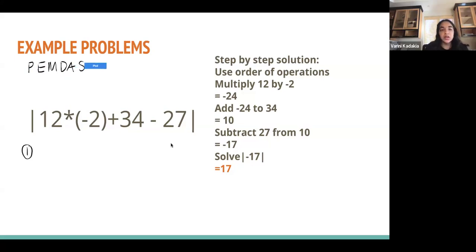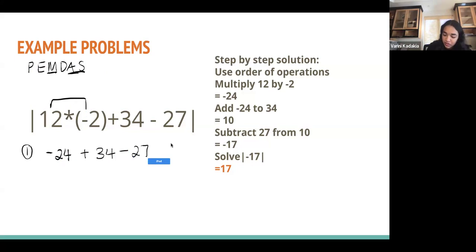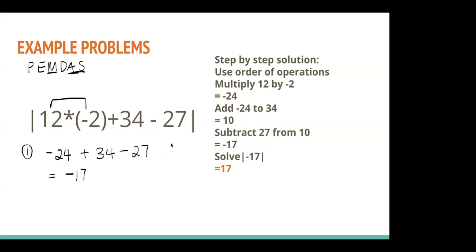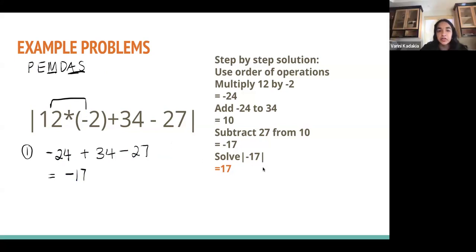So what this tells us is that we should do our multiplication before we do our addition and subtraction. So let's do that. We get negative 24 because we do 12 times negative 2. And then we do plus 34 minus 27. So this would give us negative 17. Does that make sense? How we got negative 17?